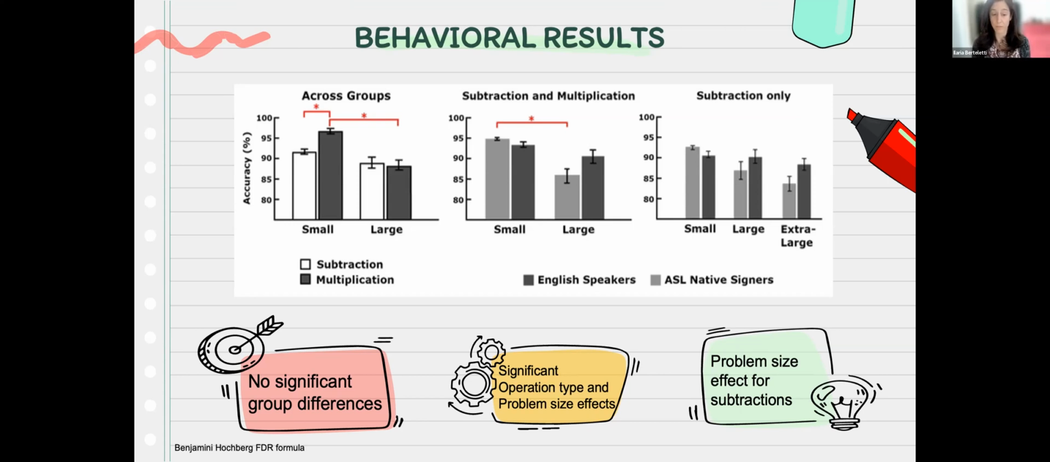Overall, we had no significant group differences. We observed our effects of interest of operation type and problem size, and we did observe a consistent problem size effect for subtraction problems. We did have a correction for multiple comparisons using the Benjamini-Hochberg false discovery rate formula across the entire study, one for the behavioral results and one for the ERP results. ERP results are coming here.